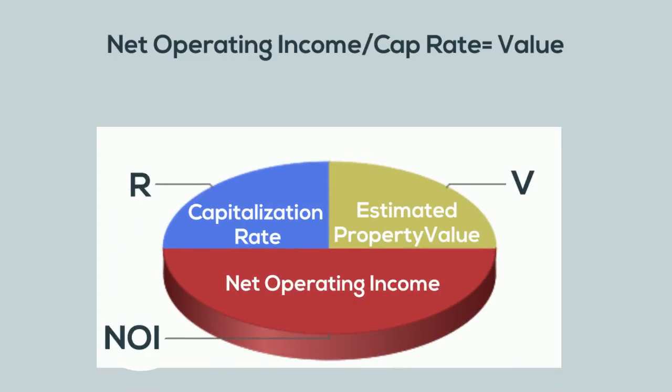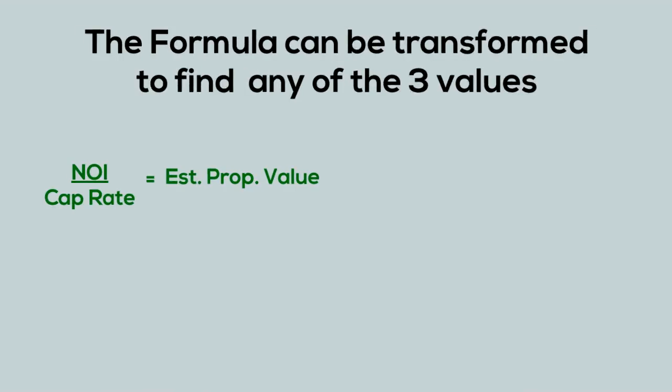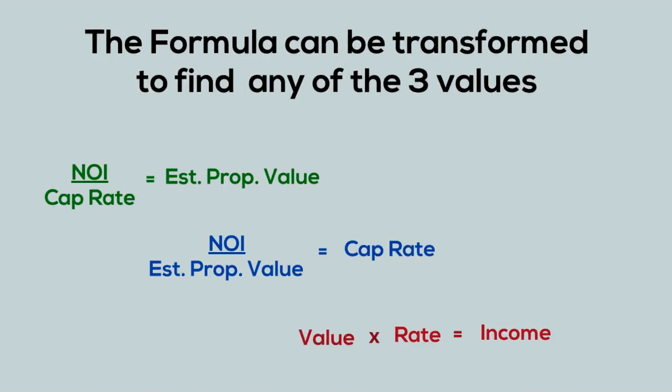Now that we identified the steps involved, let's look at the formula. Net operating income divided by the capitalization rate equals the estimated property value. It is important to remember that the formula can be transformed to find any of these 3 values: the estimated property value, the capitalization rate, or the income, as long as you have at least 2 of the values.